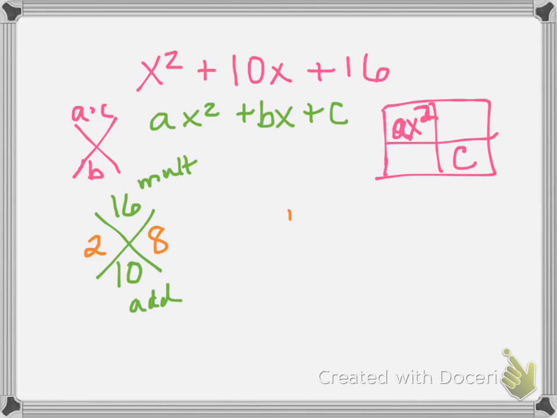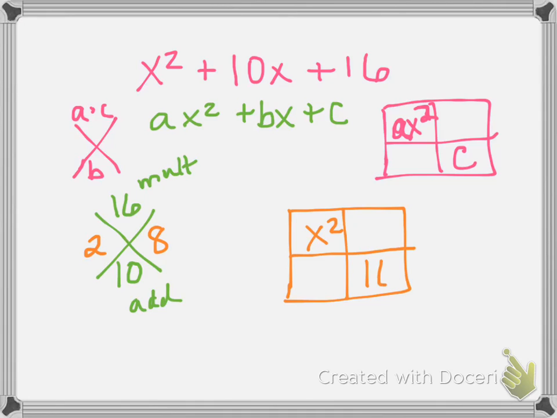Okay, now what do we do with that? We're going to do this little box thing here. Ax squared goes here, so that's x squared. C goes here. And then the other two corners I get from my diamond problem: 8x and 2x. Okay, lastly, I do this. I think what times what is x squared? X times x. X times 8 would be 8x. X times 2 would give me 2x.